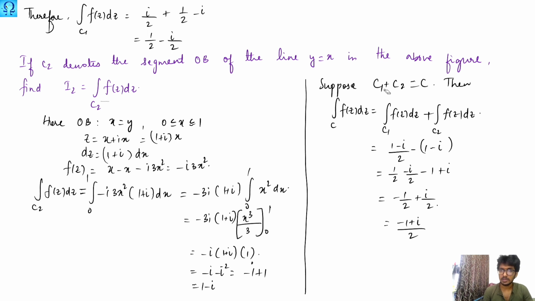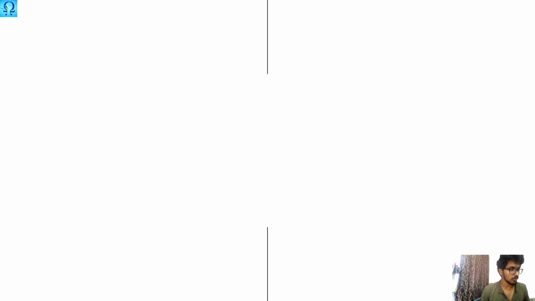Suppose we wish to integrate over OAB as the total contour C, then we have C equals C1 minus C2. So this is what we get. Next, we are going to do one more problem. That is the third example.